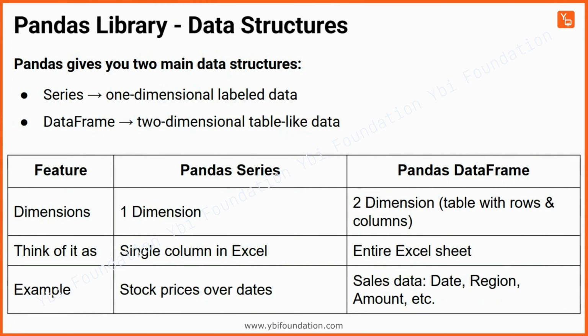A Pandas DataFrame, on the other hand, has multiple columns with many rows. It is a two-dimension data structure. You can think of it like an entire Excel sheet or Google Sheet. So if you want to store sales data with dates, region, product ID, product name, category, amount, discount, etc., all this sales information can be stored as a Pandas DataFrame.